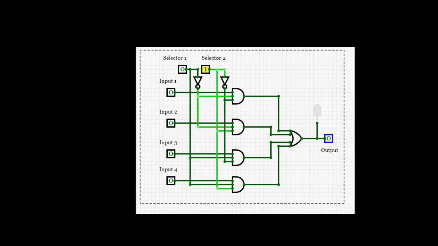Now similarly, when the selectors are in logic low, logic high states respectively, then input 2 will be the selected one. In case of logic high, logic low state of the selector inputs, input 3 will be selected. Finally, when both the selectors are in logic high state, input 4 will be the selected one.